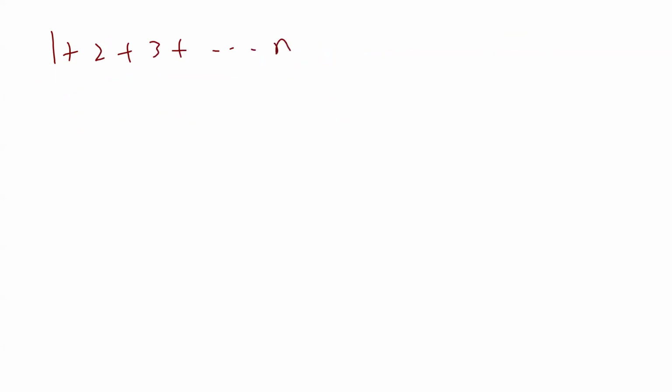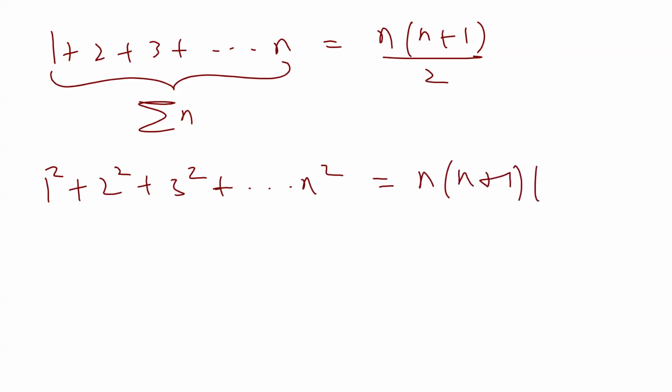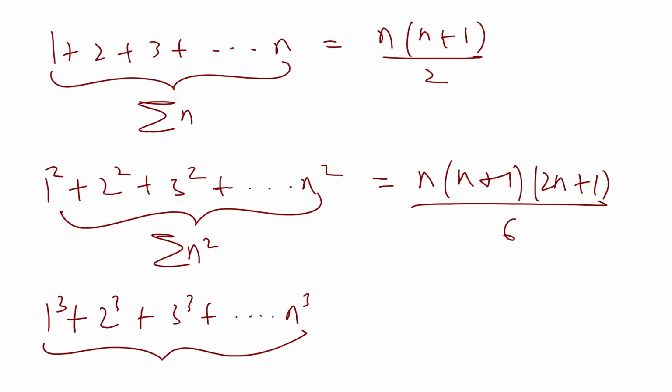1 plus 2 plus 3 up to n is n into n plus 1 by 2. Now this can also be written as summation n. Sum of squares of the first n natural numbers is n into n plus 1 into 2n plus 1 by 6, written as summation of n square. 1 cube, 2 cube, 3 cube is summation of n cube. It can be written as n square into n plus 1 the whole square upon 4. Please copy this.